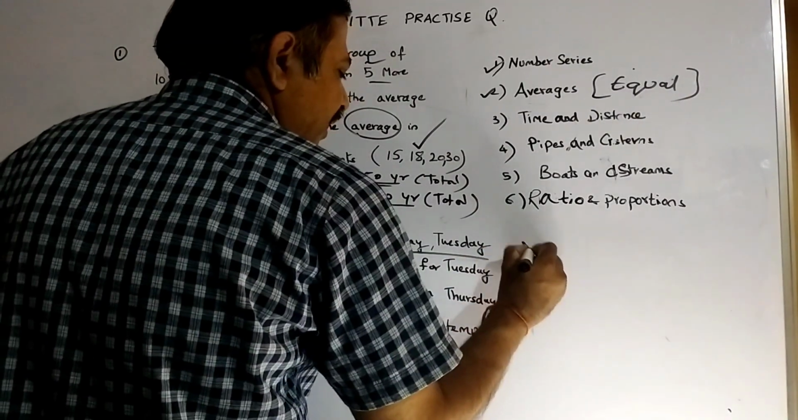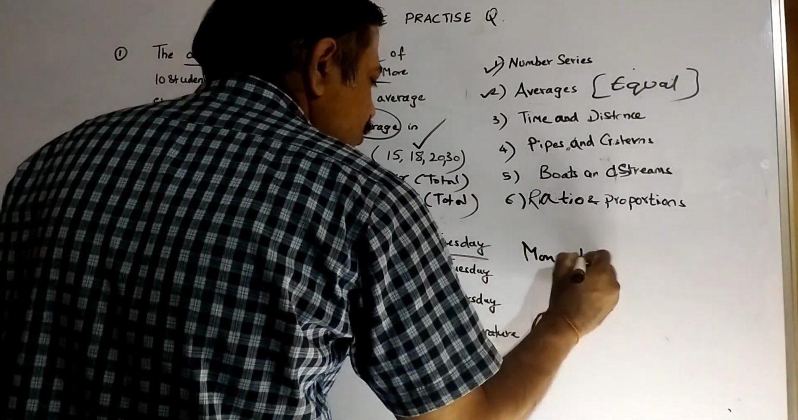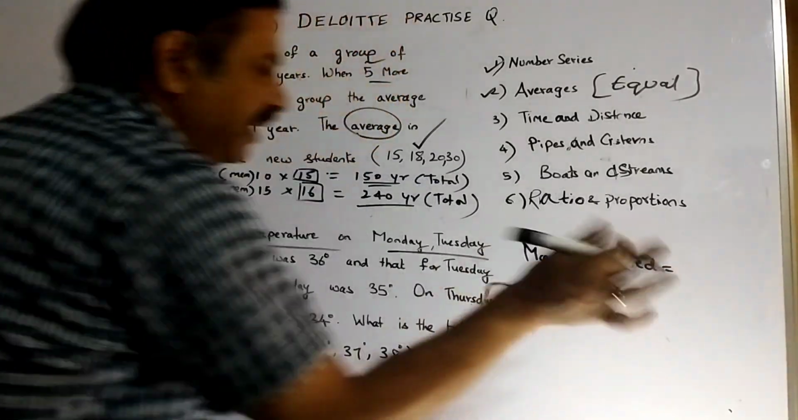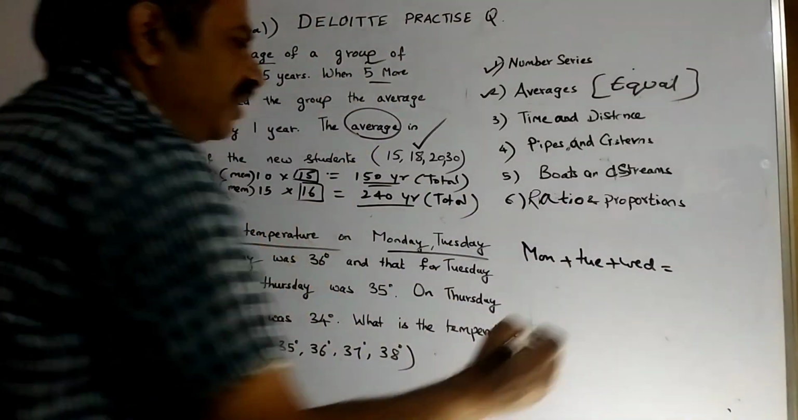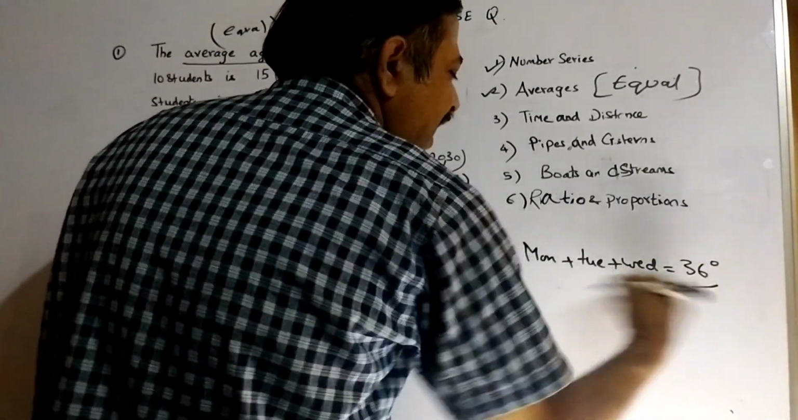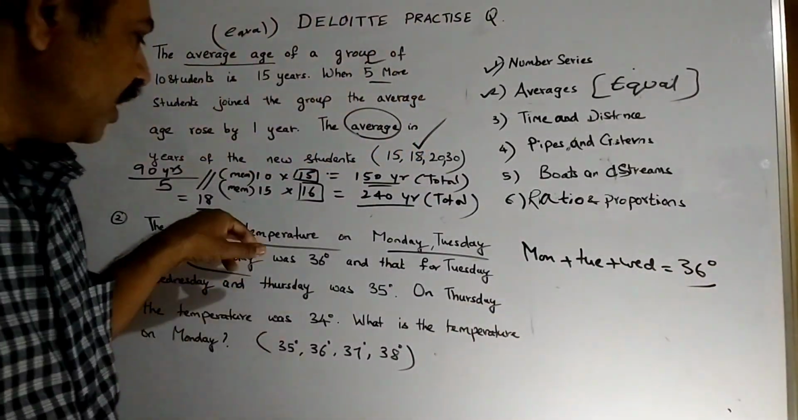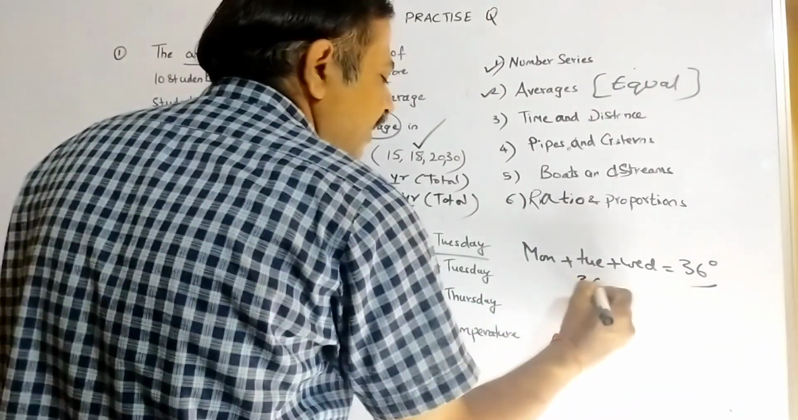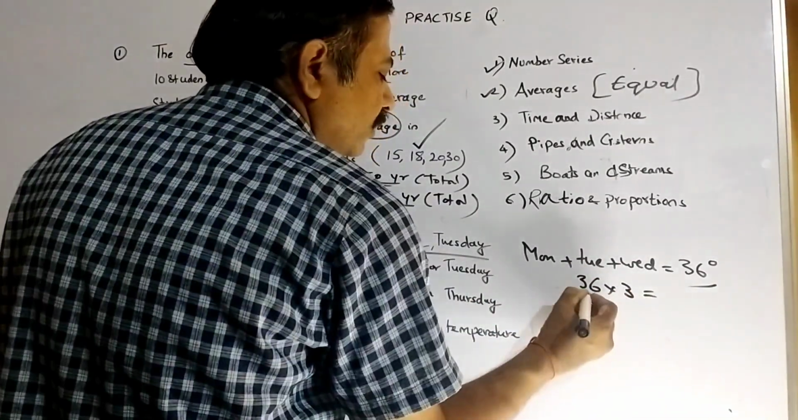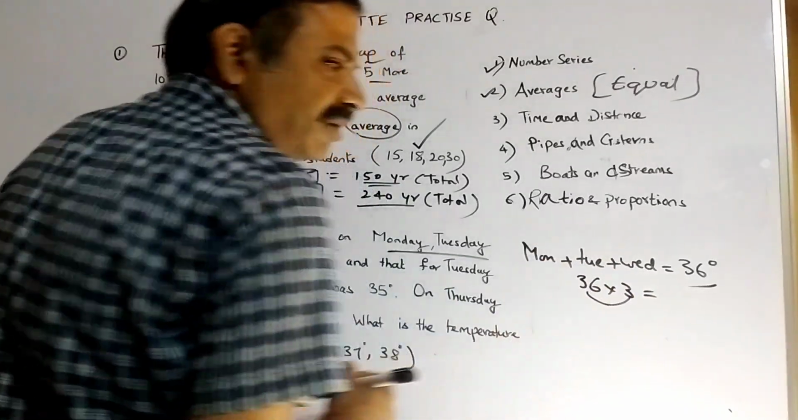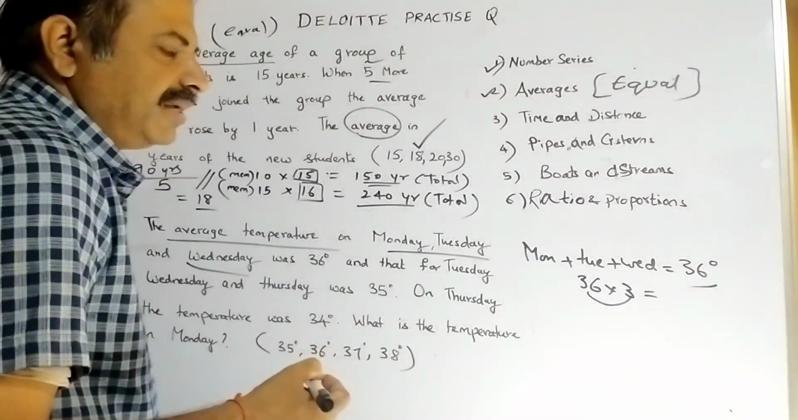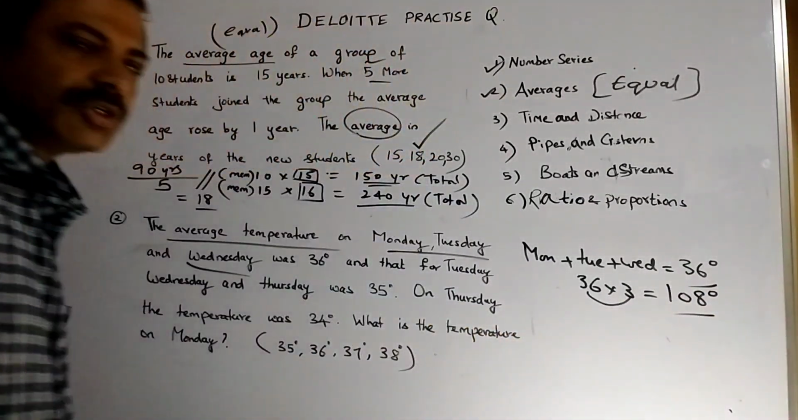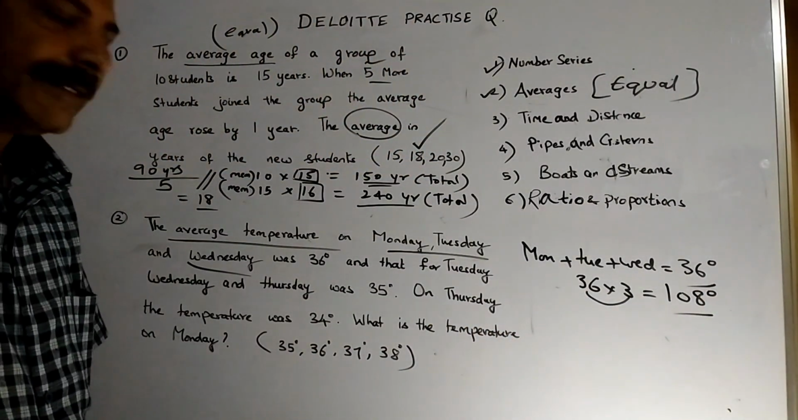I will write here Monday, Tuesday, Wednesday. My students know average means all are the same. 36 degrees is the average temperature on Monday, Tuesday and Wednesday. So total we have 3 days. So 36 into 3. 30 into 3 is 90. 6 into 3 is 18. It is 90 plus 18. 108 degrees is the total for 3 days.